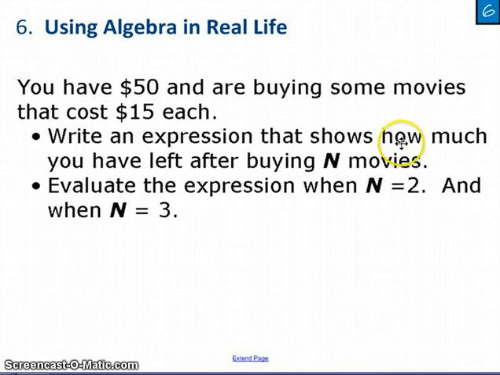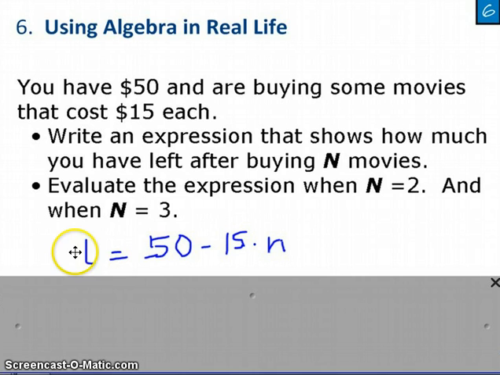What you're being asked is how much you have left. Well, I chose just to call that L for left. And how much you have left is a matter of how much you started with, in this case $50, minus how much you spent. Well, how much do you spend? You spend $15 every time you buy a movie. So this is all they're looking for. This is that expression that shows how much you have left. Actually, the expression is just this part: 50 minus 15 times n. I've made it an equation.